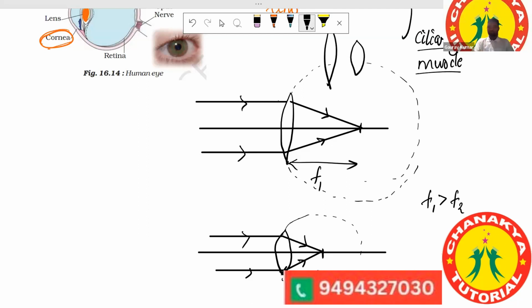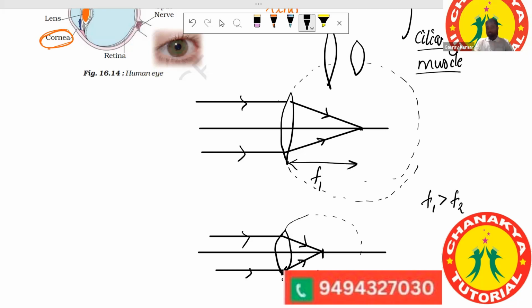No, it is not true for the lenses, and for the mirror it is half of the center of curvature. Okay, sir. So fine, the focal length of the first lens is greater than the focal length of the second one.